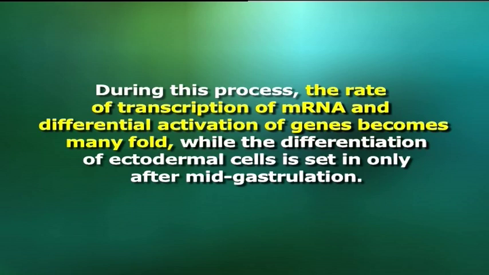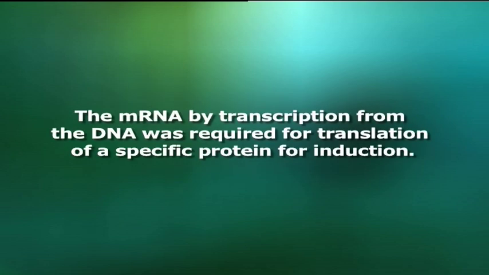Genic basis of neural induction. There are evidences that the component tissues of neural inductor becomes differentiated prior to ectodermal cells. During this process, the rate of transcription of mRNA and differential activation of genes becomes manifold, while the differentiation of ectodermal cells is set in only after mid-gastrulation. The mRNA by transcription from the DNA is required for translation of a specific protein for induction.